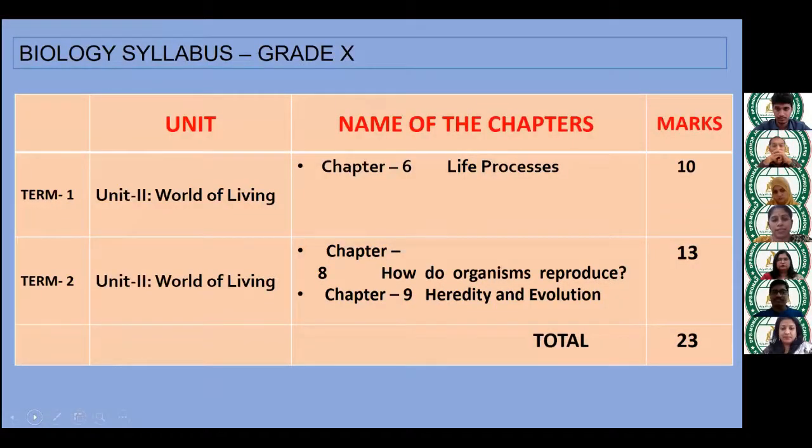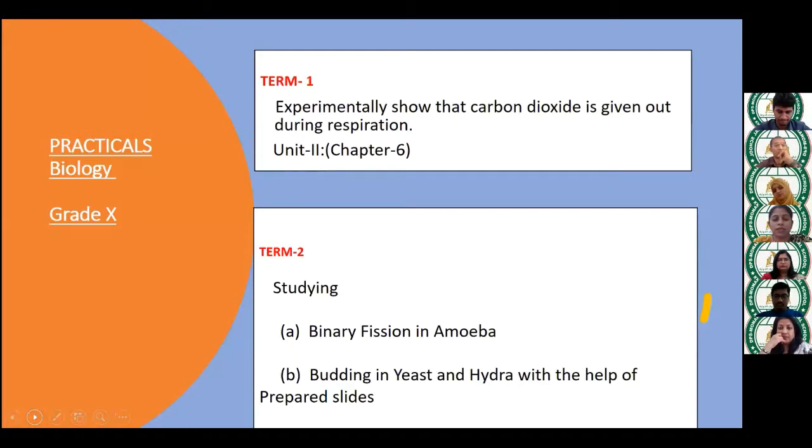Coming to the grade 10 biology syllabus, term 1, unit 2, World of Living, consists of only 1 chapter, that is chapter 6, and the weightage is 10 marks. Whereas in term 2, from the same unit, chapter 8 and chapter 9, the weightage is 13 marks, and the overall total weightage is 23 marks. When we discuss the practicals of grade 10, term 1 has a practical, and term 2 also has 2 practicals, that means 2 permanent slide observations.